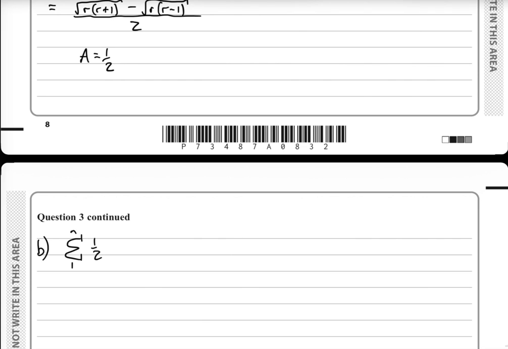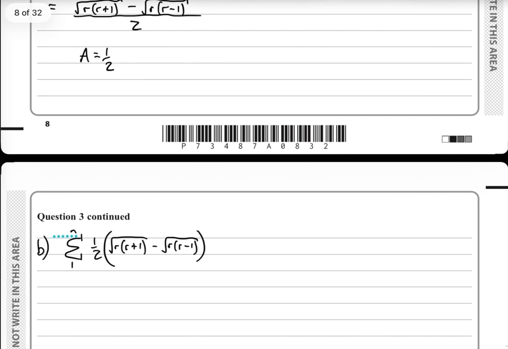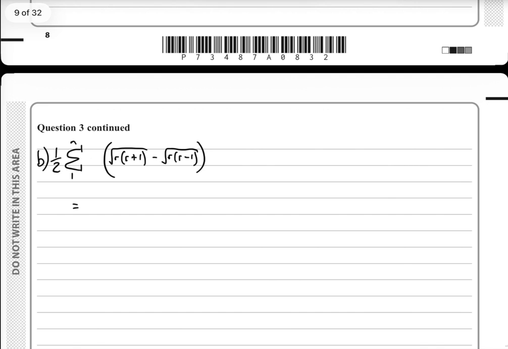So we've got the half, let me put that out the front, and then root r plus 1 minus root r minus 1. So I can actually put that half out the very front, like that, so long as I don't forget that at the end. And then we've got from 1 to n. So to start with, we've got 1 times 1 plus 1, so that's root 2, minus root of 1 times 1 minus 1, so that's root 0. Then when r is 2, we've got 2 times 3, and 2 times 1.